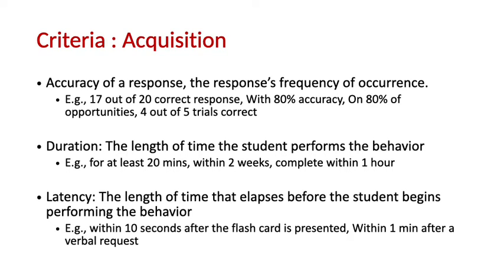So 17 out of 20 correct responses, with 80% accuracy on 80% of opportunities, or 4 out of 5 trials correct. You can also use duration, the length of time the student performed the behavior, like for 20 minutes, within 2 weeks, or complete within 1 hour. So you can specify the duration.